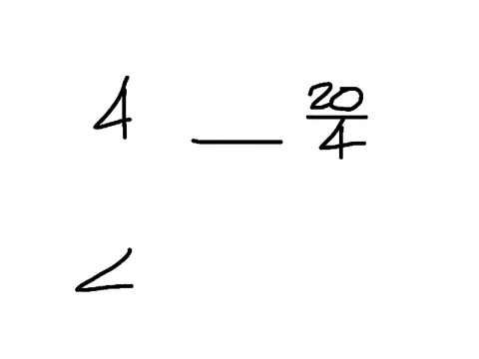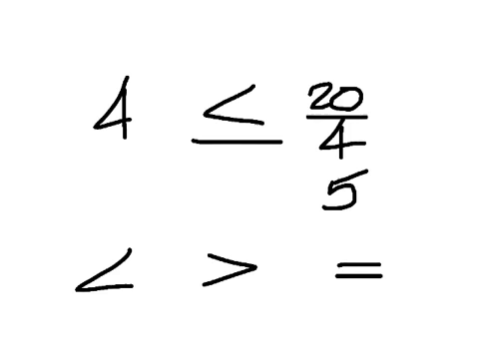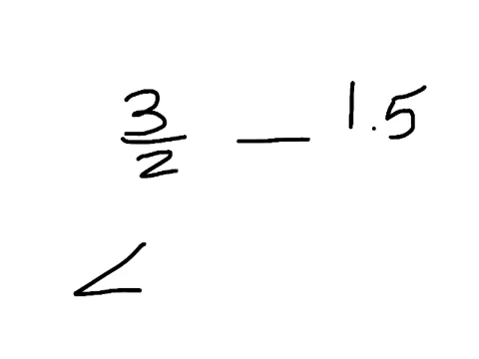Here, 4 compared to 20 over 4. Is it less than, greater than, or equal to? What's 20 over 4? 5. So what sign should I put in there? Less than. Here's another. 3 over 2 compared to 1.5. Is that less than, greater than, or equal to? Equal to, yes. 3 divided by 2 is 1.5.